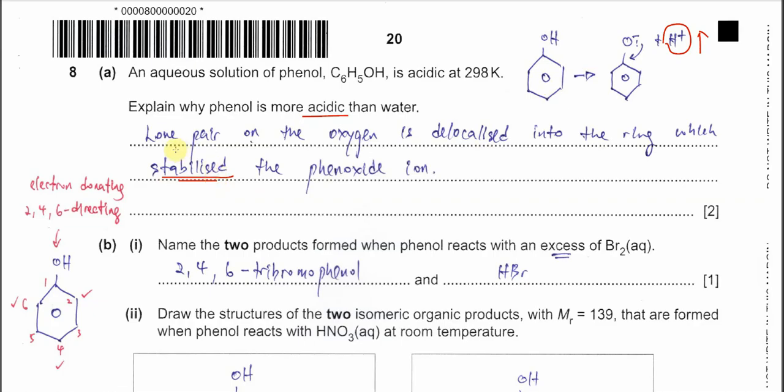So the full answer is quite easy. The lone pair on oxygen is delocalized into the ring, which stabilizes the phenoxide. Stabilizing the phenoxide means this phenoxide is less reactive and less likely to gain the H plus. That's because it is stabilized.